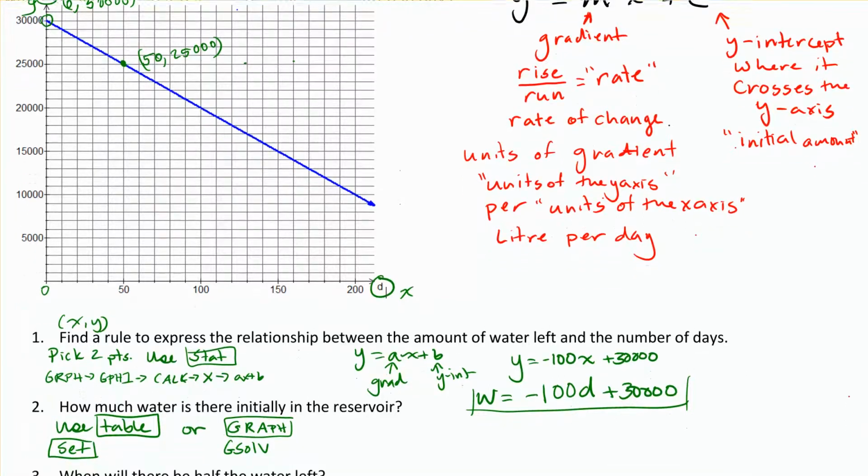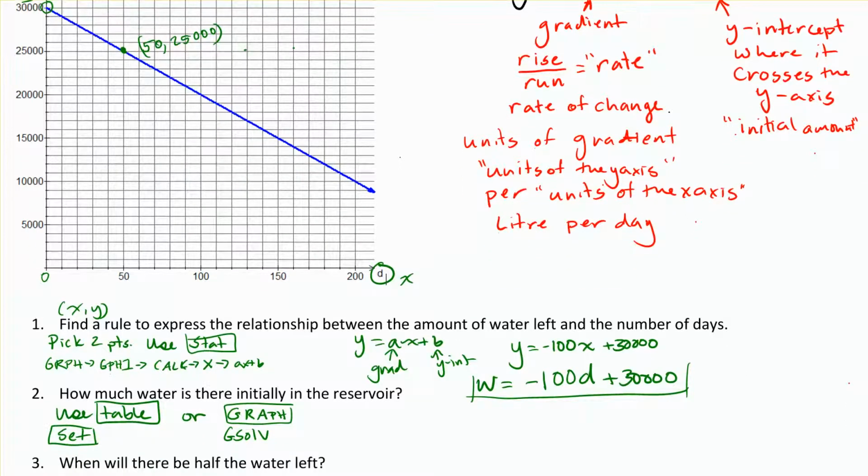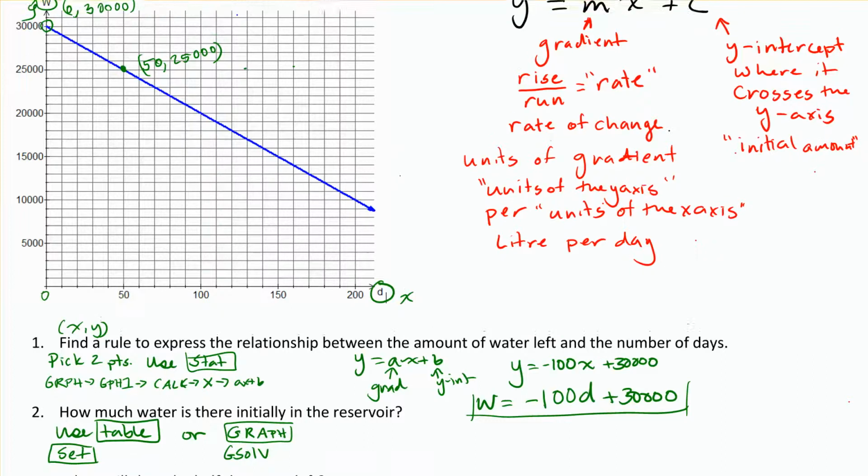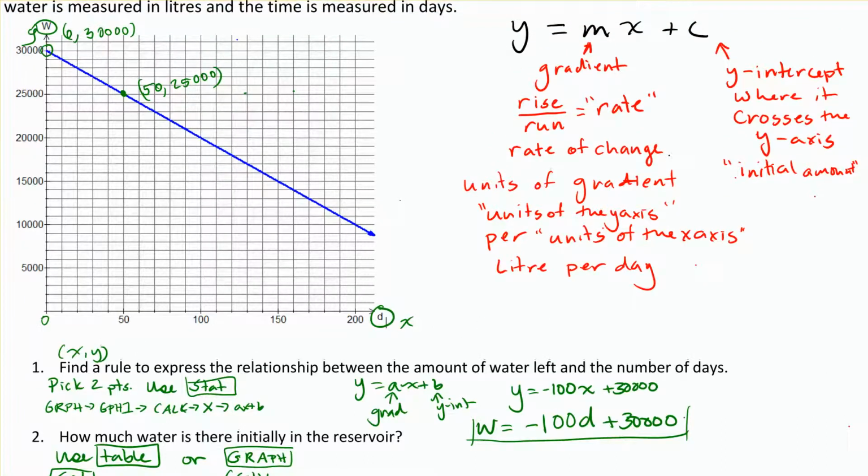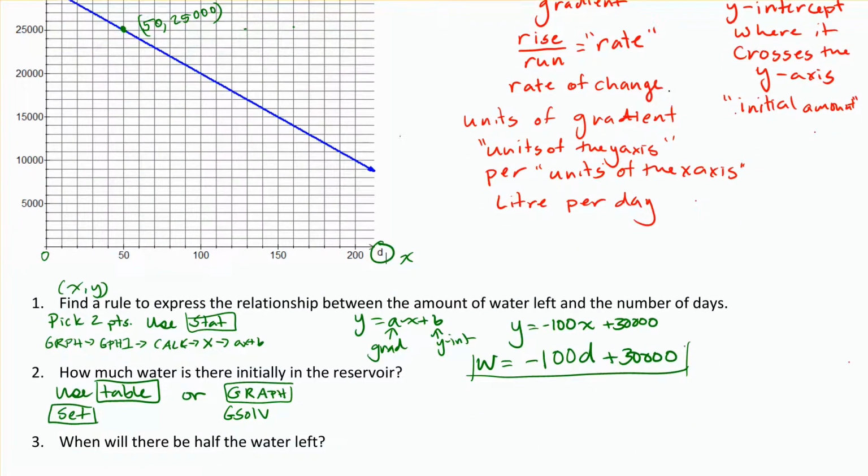Right. So how much water is there initially in the reservoir? Well, you could use table or graph to do that, but we can also just look in this case at the graph. We can see initially at the very first day, day 0, at the very start, there's 30,000 liters. And I can also see that from my rule, reminding myself that the y-intercept, the plus 30,000, that is my initial amount. That is what I'm starting with, or my flag fall, or anything like that, depending on the context. So I know it'll be 30,000 liters, and make sure you put in the units.